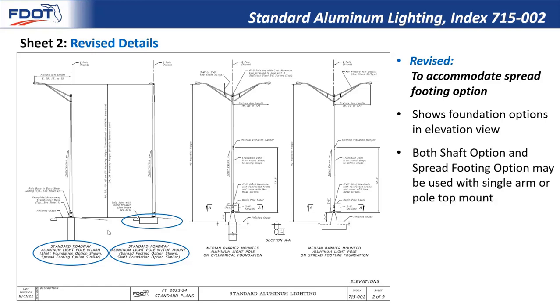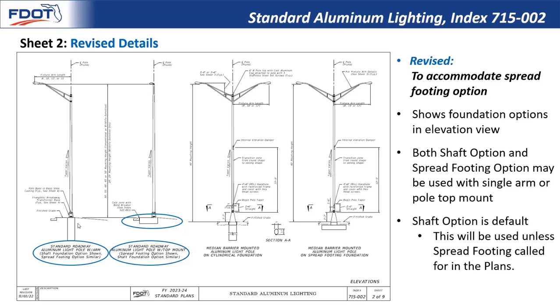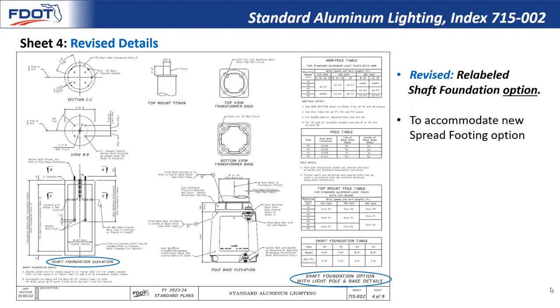And it is important to note that these are just example views, so per the explanation in the parentheses below, both the spread footing option and the shaft option can be used with a luminaire fixture arm mount or a pole top mount. So these are both interchangeable and compatible with either foundation option. And again, the old shaft option to the left is the default unless the spread footing option is called for in the plans. That's how the standard plans notes explain it, and the spread footing is only used where it's needed, where those space constraints exist.